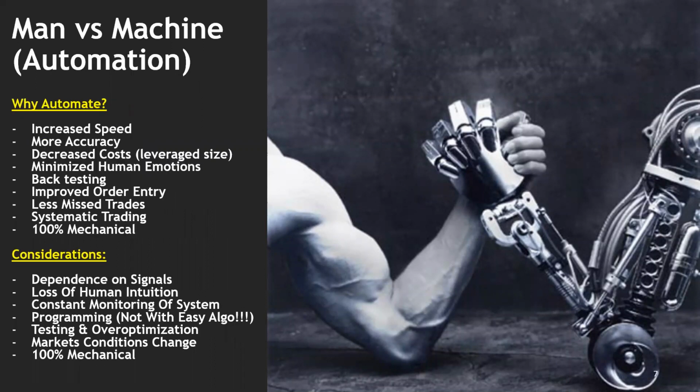Now let's talk about the automation side of it. Why would somebody want to automate a signal or a system? You can increase accuracy and speed of execution. You remove a lot of emotions. You're able to back test signals, improve your order entry, possibly missing fewer trades. It's more mechanical, but the thing about that is that you're dependent on the signal. There is no human intuition. You have to constantly be monitoring your system.